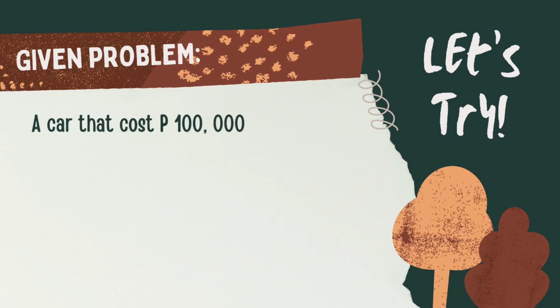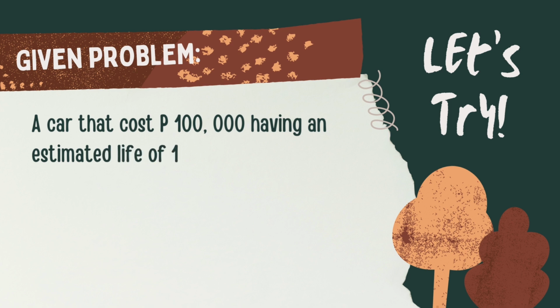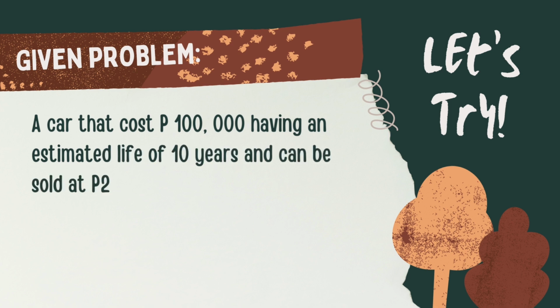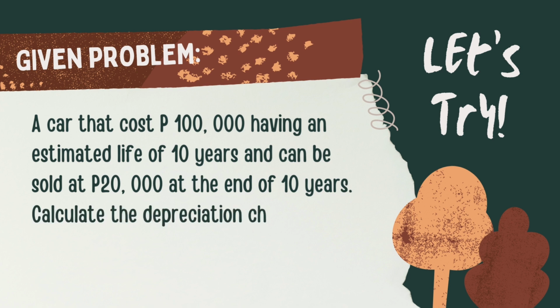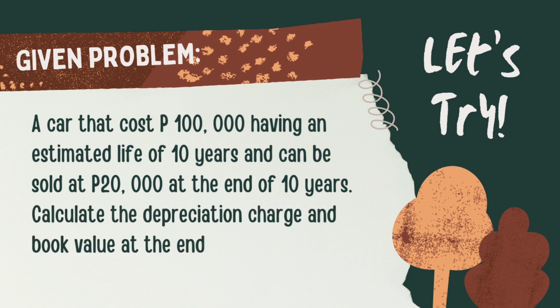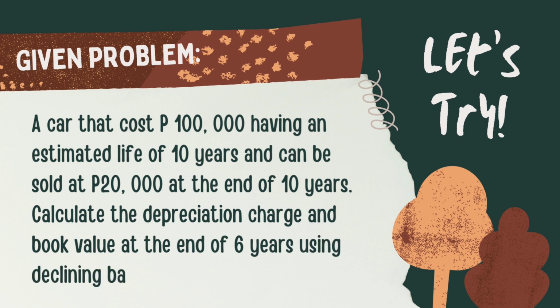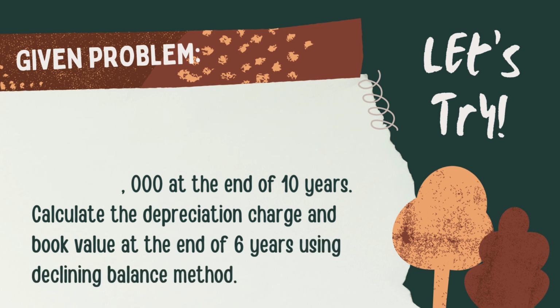Given problem: a car that costs 100,000 pesos, having an estimated life of 10 years, can be sold at 20,000 pesos at the end of 10 years. Calculate the depreciation charge and book value at the end of 6 years using declining balance method.